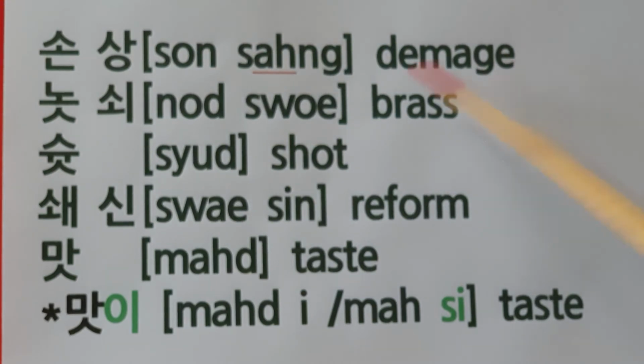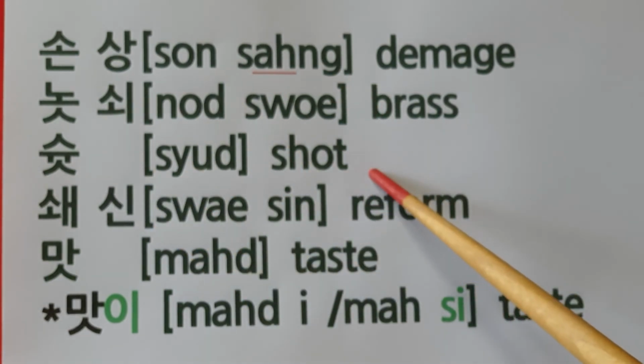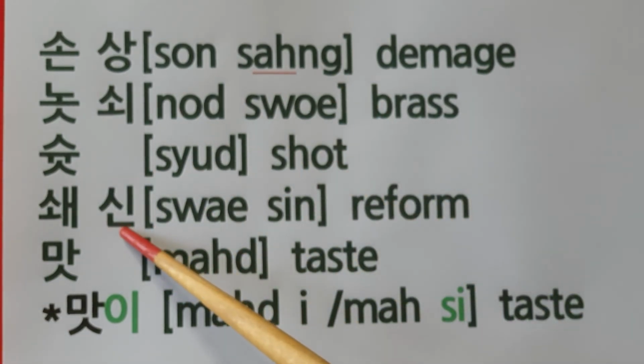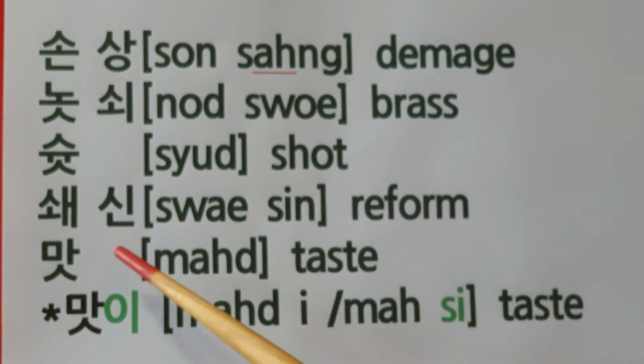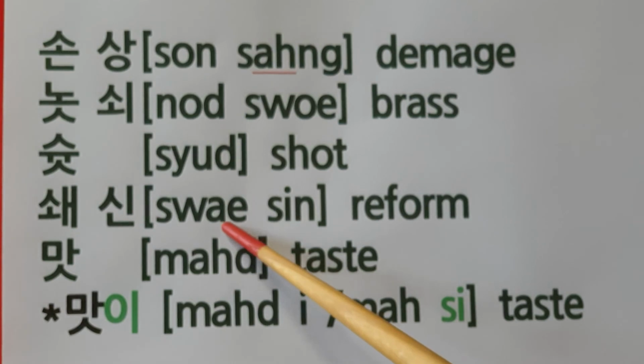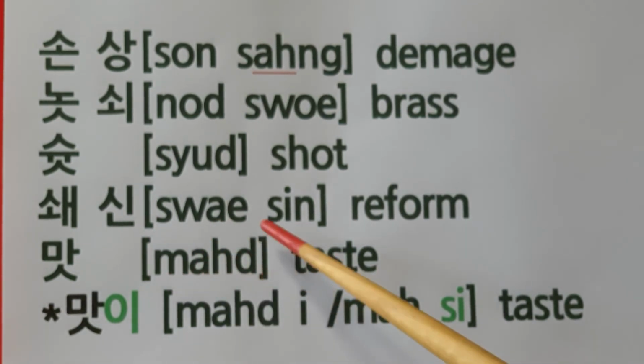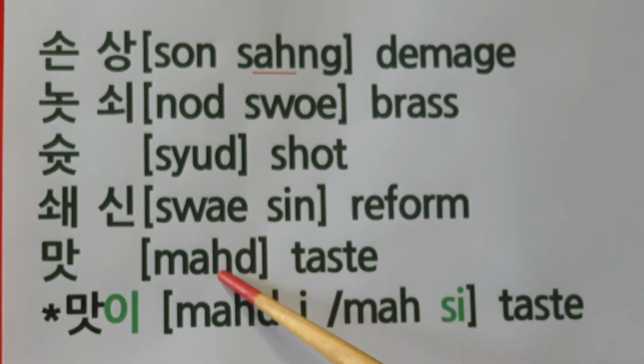쇠신. Reform. 손상, damage. Not 쇠, breath. Should, shut. 쇠신, reform. 맛. This is a sound, okay? That's why I want to make sure, that's why I put H here. 맛. Mostly they have no H. So 맛, it's not mad, okay?